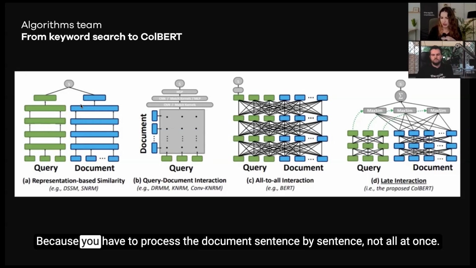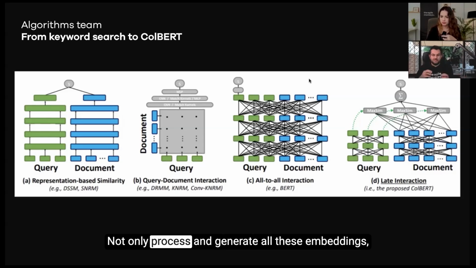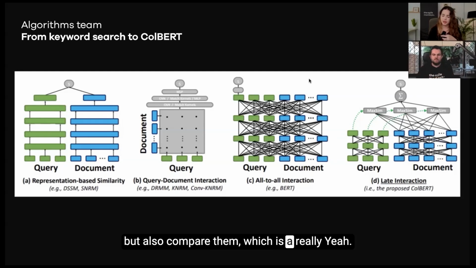I can imagine because you have to process the document sentence by sentence, not all at once. That not only process and generate all these embeddings, but also compare them, which is a really tough process. So what else are we seeing in this image?